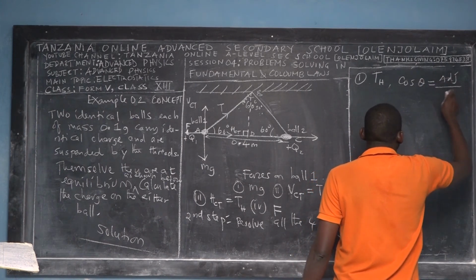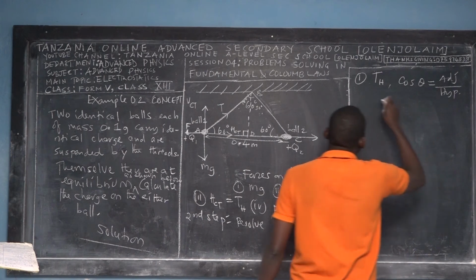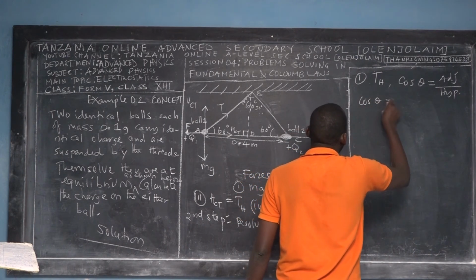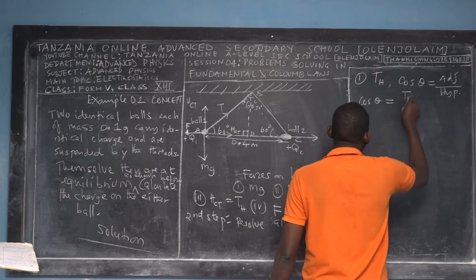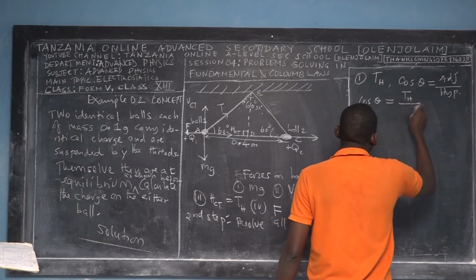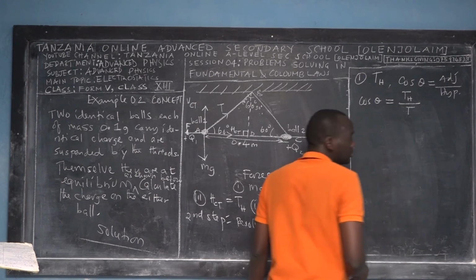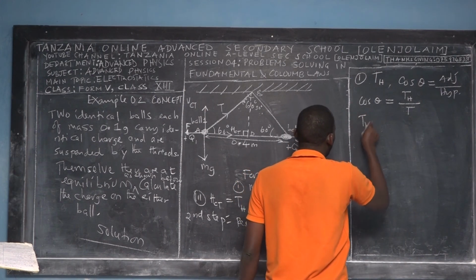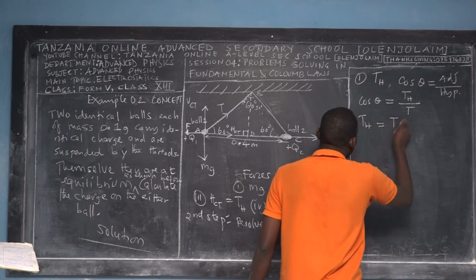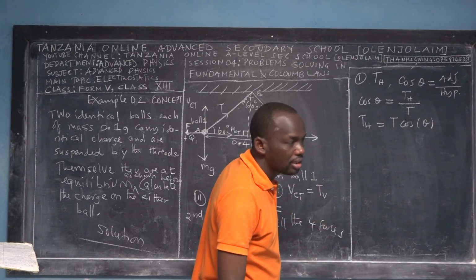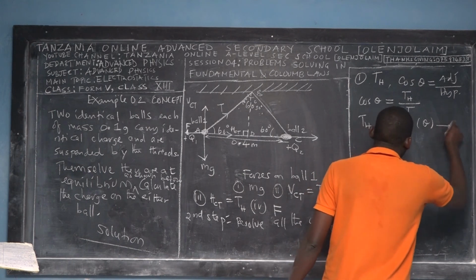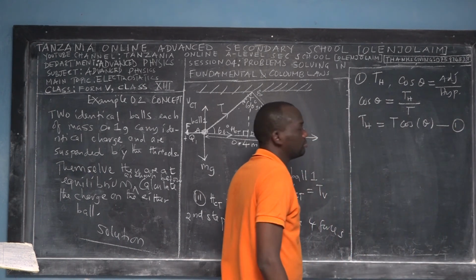Adjacent of the right angle triangle over what? Hypotenuse. So cosine of angle theta is equal to adjacent, which is the horizontal component of the force, over hypotenuse, which is tension, right? So the horizontal component of the tension is equal to tension times cosine of angle theta. Are we together? Okay, so let's say this is our first equation.